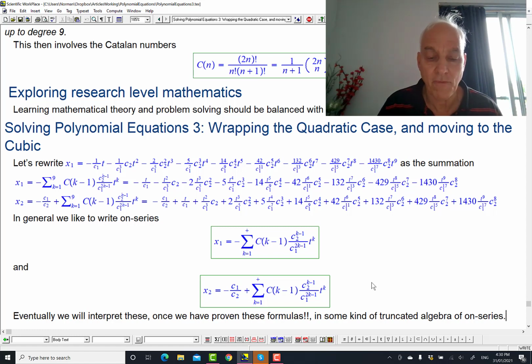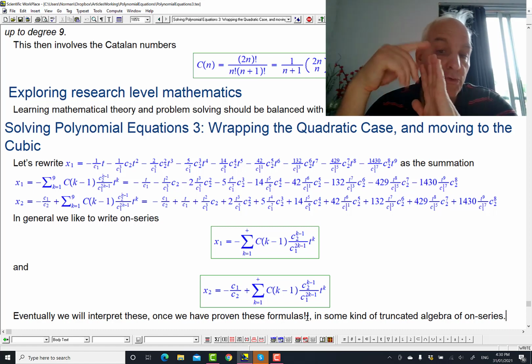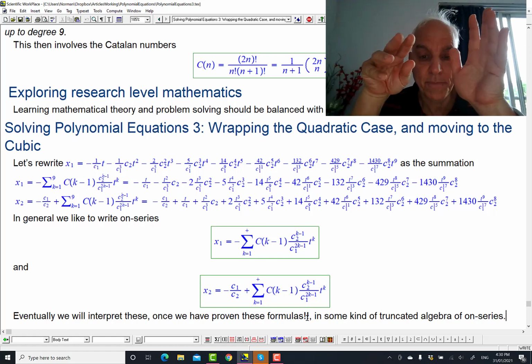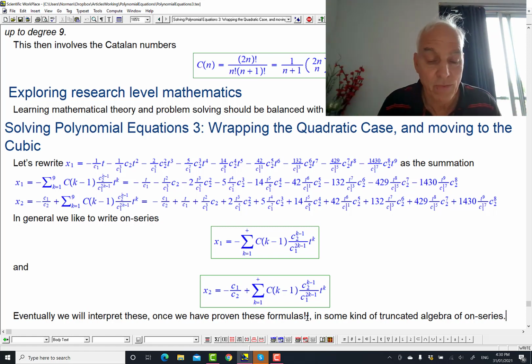But right now we have some really nice formulas for the quadratic case. And I do want to emphasize that we have not yet proven these. So what we've done is we've made some calculations going up to degree 5, up to degree 9. And certainly those calculations suggest some kind of general formula like this, but it's still a question to be proven, okay? And those of you with some mathematical experience will be able to prove them, okay?